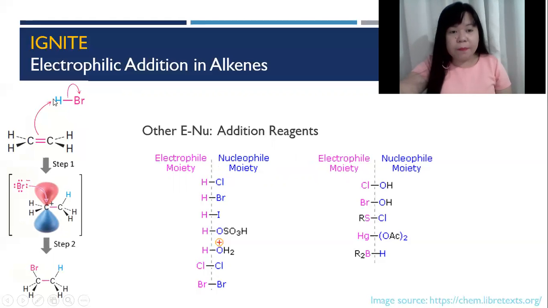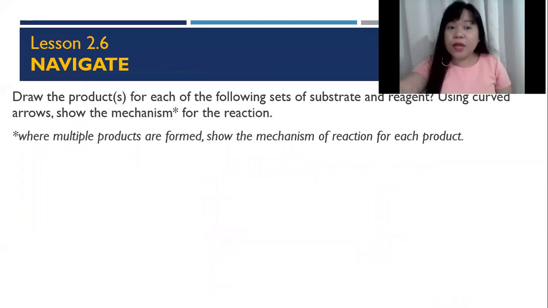This is because this bond is polar, therefore this becomes partially positive, therefore it's electrophilic, and then this part is partially negative, therefore it's nucleophilic. So the electrophilic part is the first one to be attacked by the pi electrons here, and then the nucleophile moiety is the second one to get attached to the substrate after it has become a carbocation. So that ends the lesson.